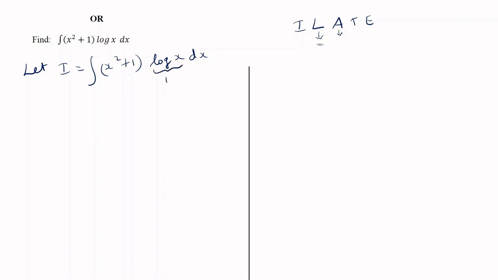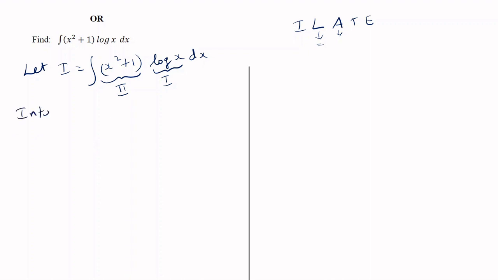So using the property ILATE, we can determine which can be the first function and which can be the second function. Let I equal the given integral, I equal to the integral of (x square plus 1) into log x dx. Here L stands for logarithmic function and A stands for algebraic function. Since L comes first, let us take log x as the first function, and x square plus 1 is an algebraic function, so this is the second function.